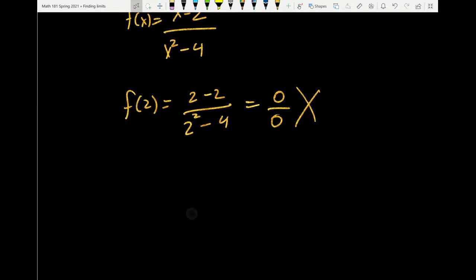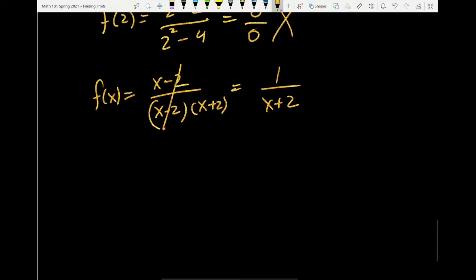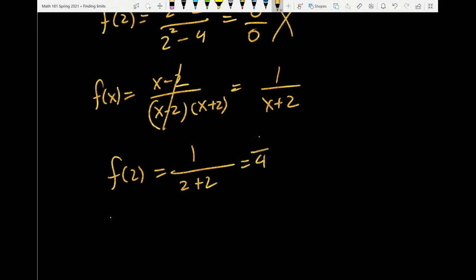But if you remember the trick, if you simplify that, (x - 2) over (x - 2) times (x + 2), simplifies. It becomes 1 over x + 2. So therefore, f of 2 gives you what? 1 over 2 + 2, which is 1/4. Now, how's that happening? What's happening?